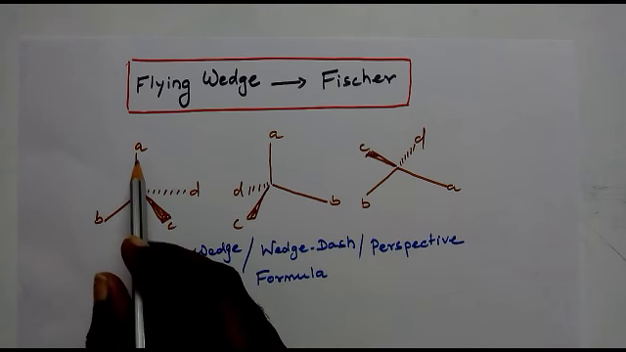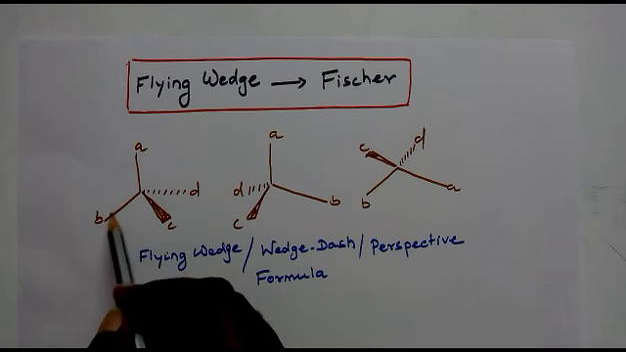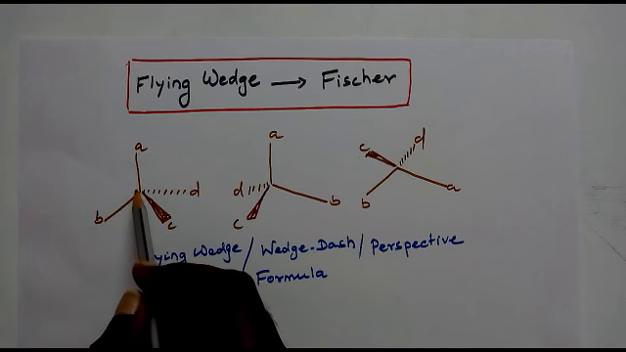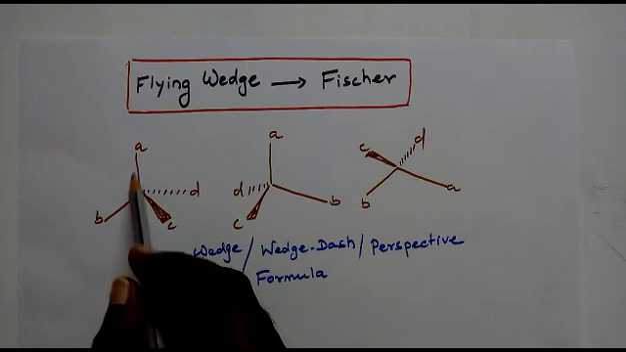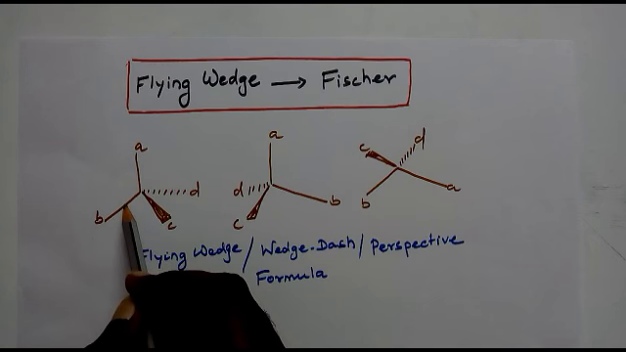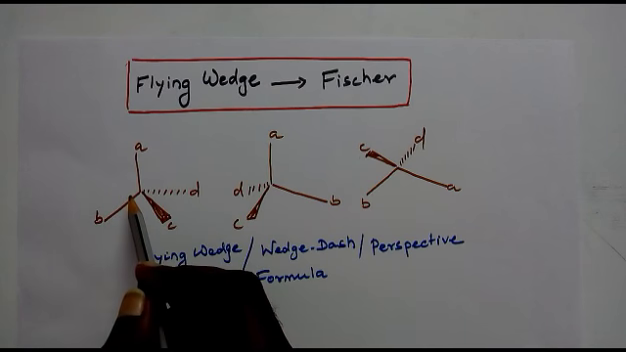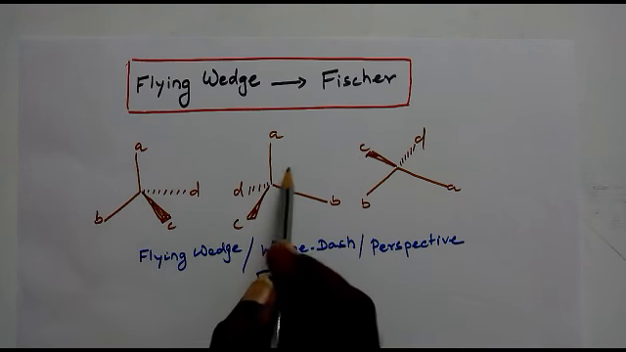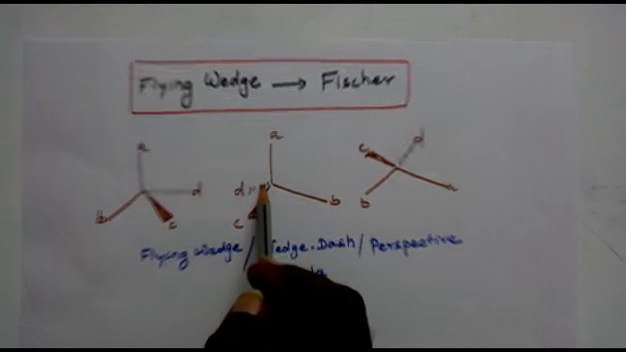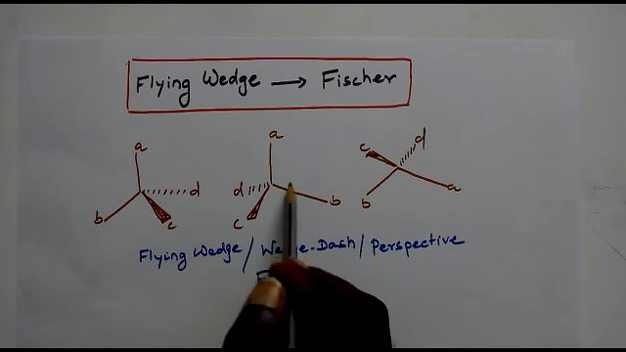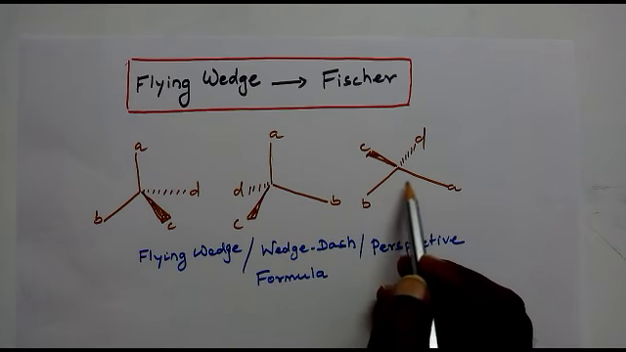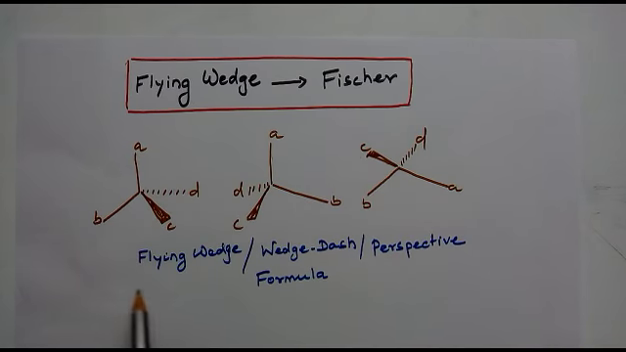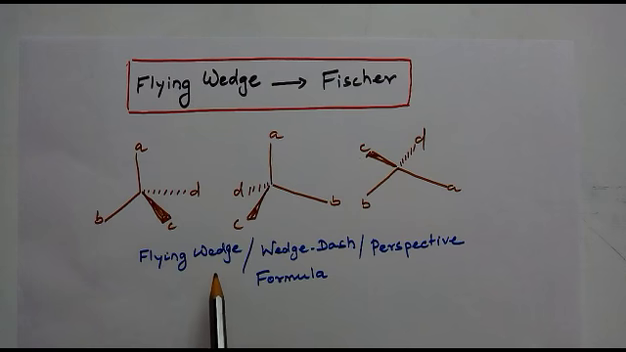The condition is that the bonds on the plane of the paper should be adjacent to each other. You see, these two are adjacent to each other and there should not be any wedge bonds in between them. That is a condition. You see, these two are adjacent and no wedge bond in between them. Wedge bonds are this side, but here there's nothing. And here also, they are adjacent and no wedge bonds in between them. So this is a way of writing the flying wedge representation.